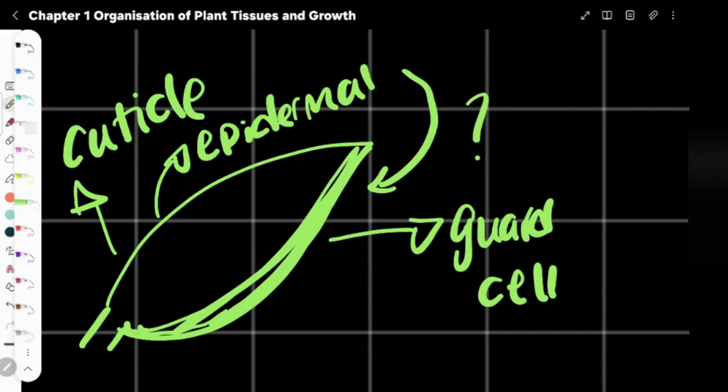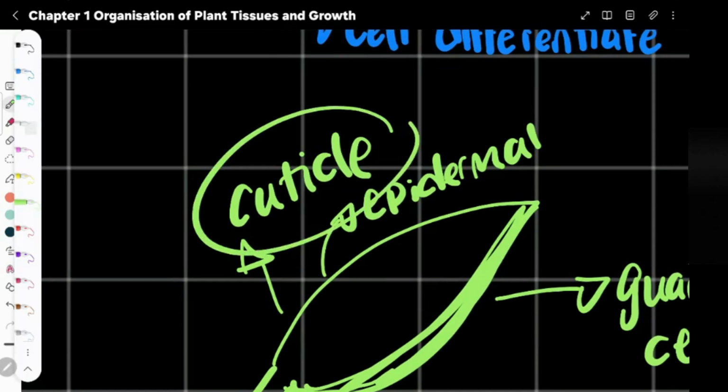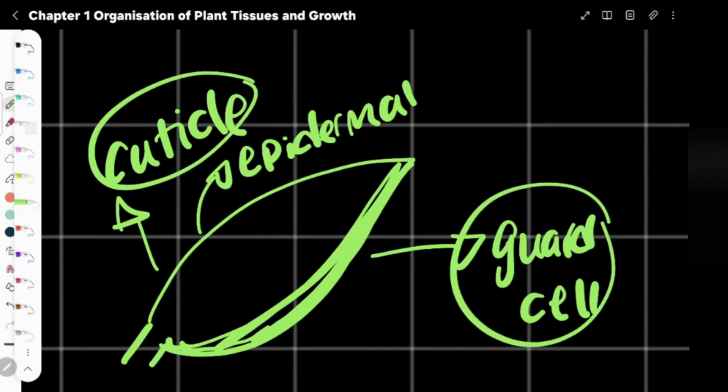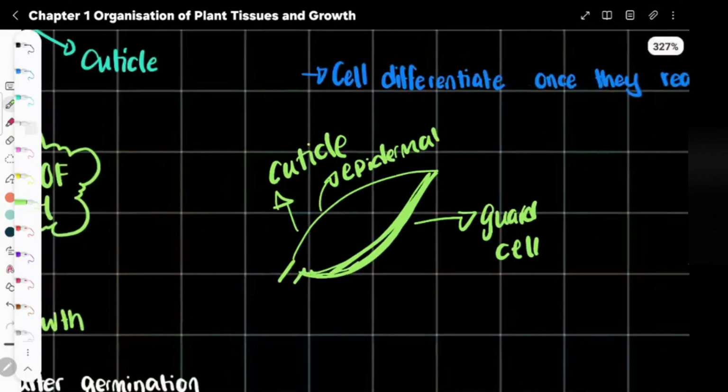There are two epidermal tissues that you will learn, which are the upper epidermis and also the lower epidermis. But that is for chapter 2. Very easy, common sense. So that's why you learn cuticle and gut cell. To say it simply, just think of cuticles and gut cell as the baby of epidermis tissue. So far very easy, right?